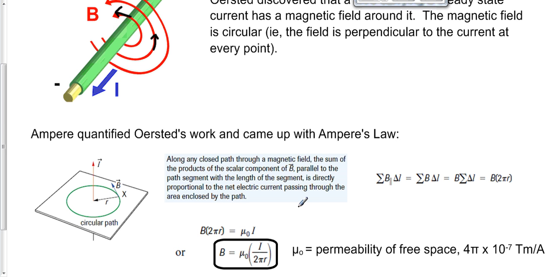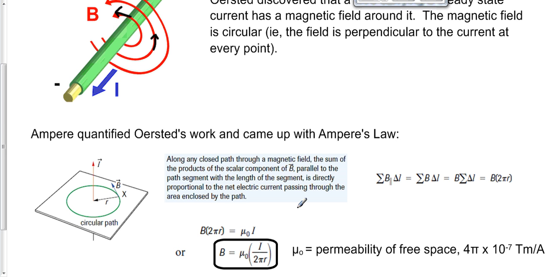Along any closed path through a magnetic field, the sum of the products of the scalar component of the magnetic field parallel to the path segment with the length of the segment is directly proportional to the net electric current passing through the area enclosed by the path. And that's a very, very wordy statement. So let me try and break that down for you.